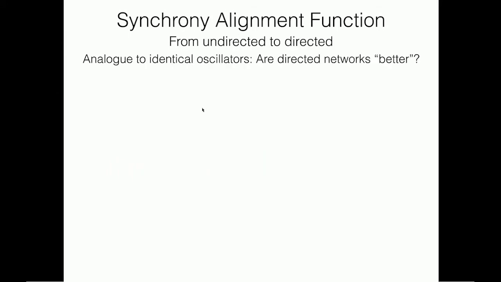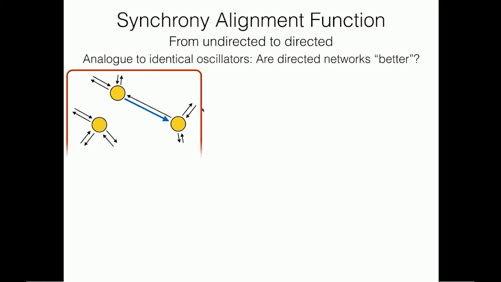Specifically, what I want to do is consider the analog of this identical oscillator question of whether directed networks are in some sense better. And now, I think there's an intuitive reason as to why this might be true. So take a network that looks like this, and first note that any undirected link is just a pair of equal and opposite directed links, right?